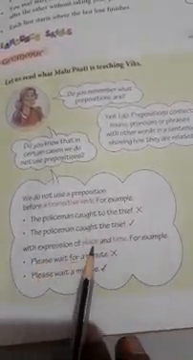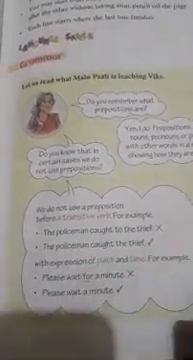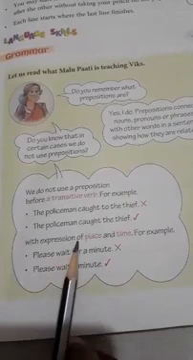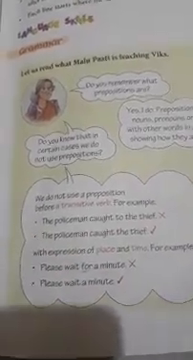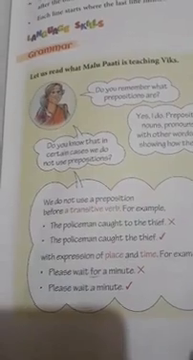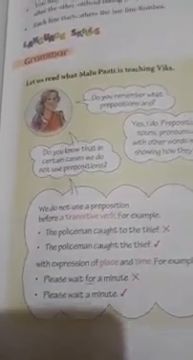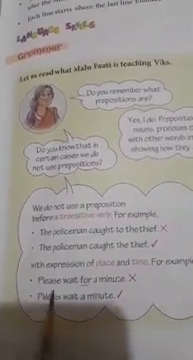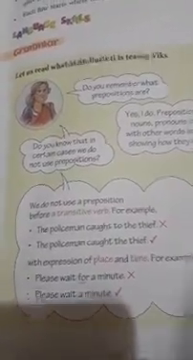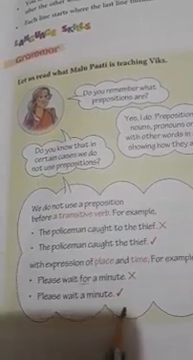In the other example, with expressions of place and time, when we are expressing place or time, we should not use a preposition. Please wait for a minute. When we are expressing something, suppose you are hungry and asking your mother for food, and your mother replies, please wait for a minute. That is a wrong sentence. Please wait a minute. Okay, and here grandma is saying some other things also.